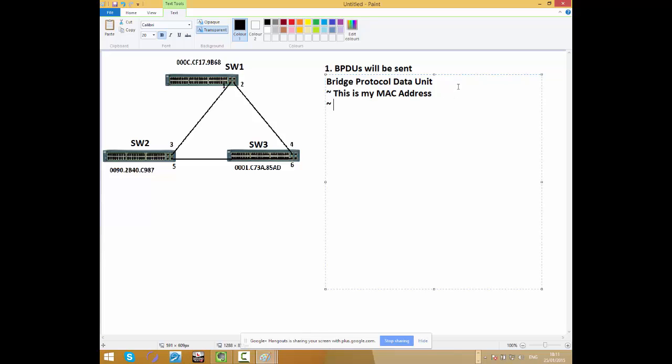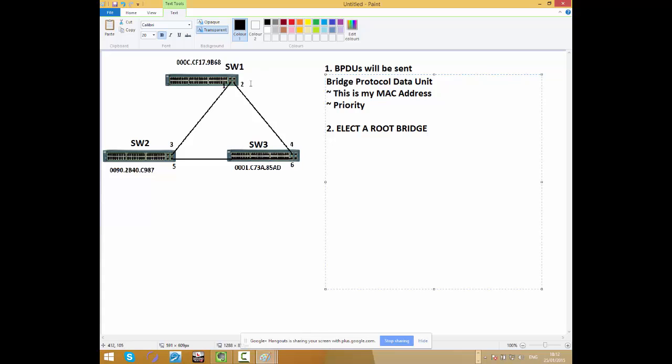One other thing that they are telling one another is the priority. And we'll get to that one in a minute. So the priority. So switch one is saying, this is not only my MAC address, but this is my priority. Switch two is saying, this is not only my MAC address, this is my priority. So they are sending this information to one another. And based on that information, they will go to step two, which is elect a root bridge.